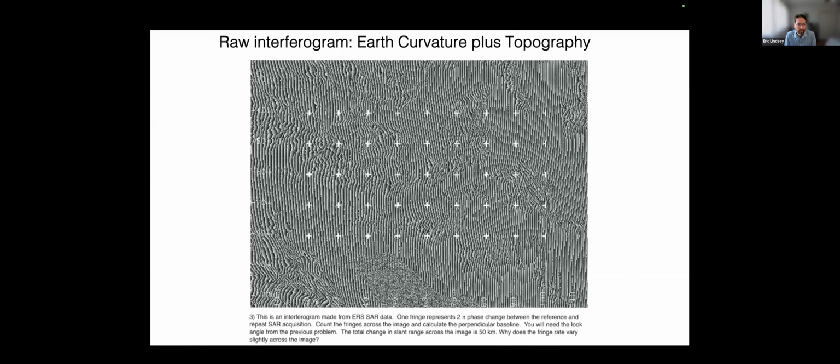And so that can contribute to this effect. So this is an ERS image from the 1990s, and this is actually in Southern California. So one fringe represents 2 pi phase change. So you can see the black to white fringes, and then they're repeating many, many, many times across this image, right? And so it turns out that that is mostly due to Earth curvature. And then there are some extra weird patterns in here that you might be able to see, and that's going to be the topographic effect.